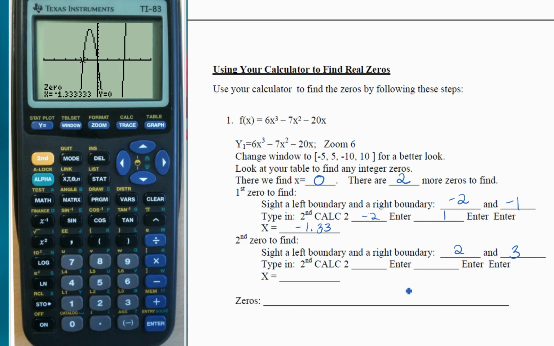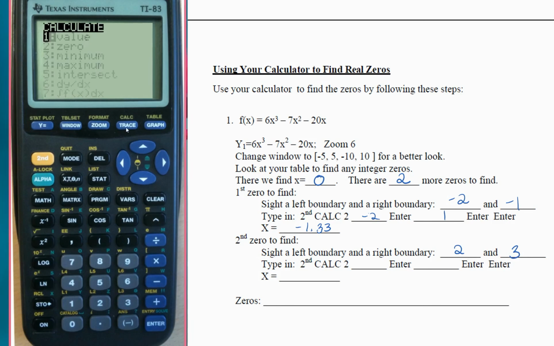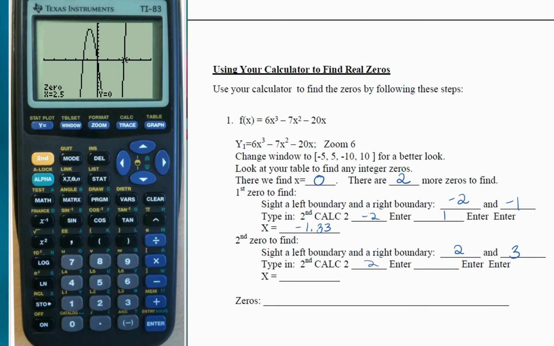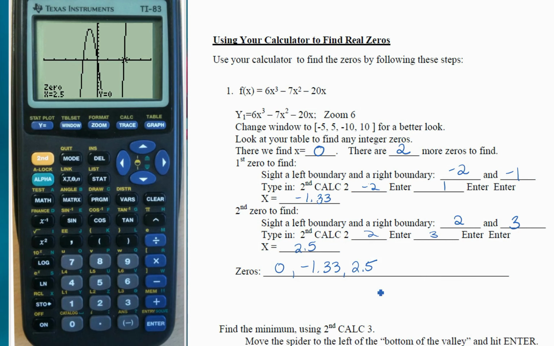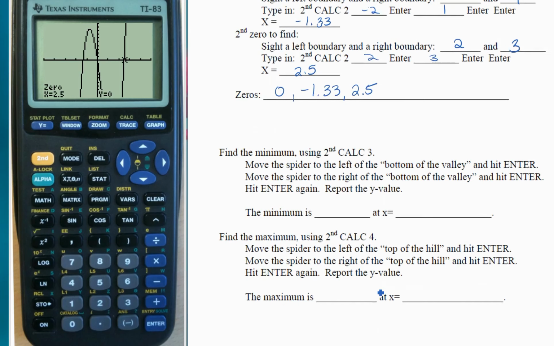Okay, so we're going to hit second, and then the trace button, or second calc. And remember, we're looking for a 0. So we put in that left bound we talked about. We can put in 2. Okay, then we can put in the right bound of 3. Okay, hit enter for a guess. So these we're just putting in our bounds, and it gives us that x is 2.5. So that means all the zeros of our polynomial were 0, -1.33, and 2.5.